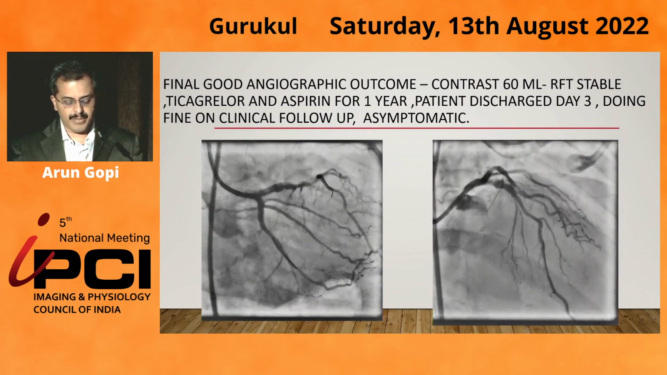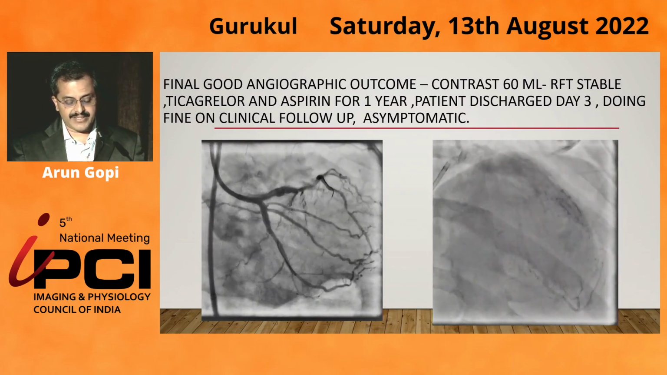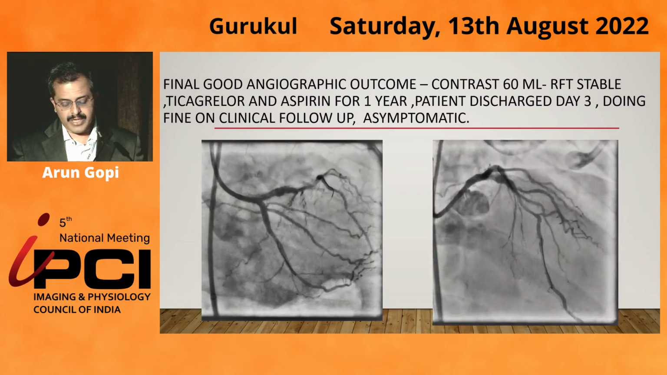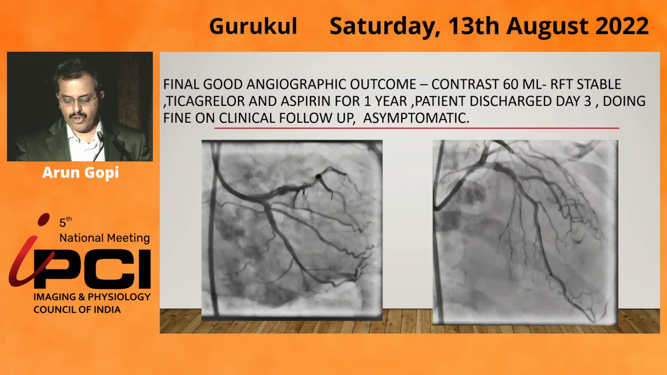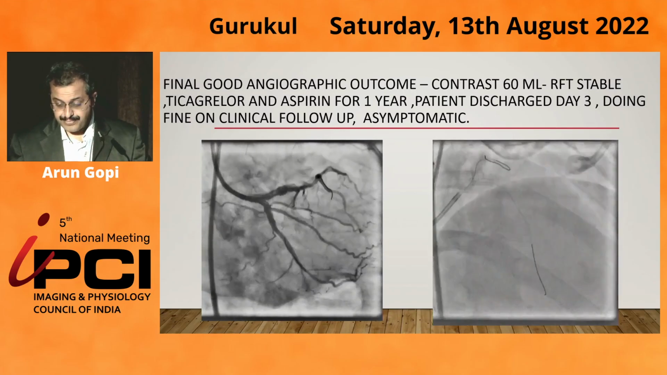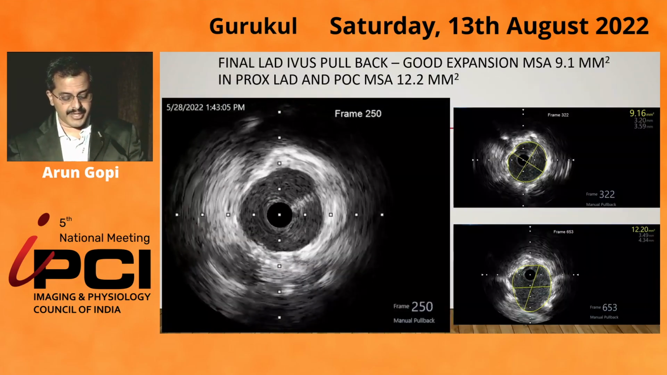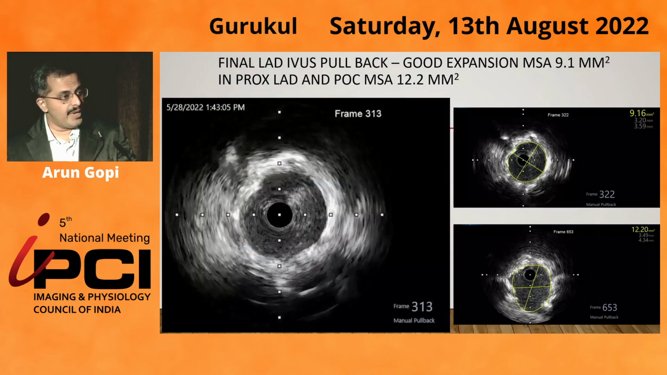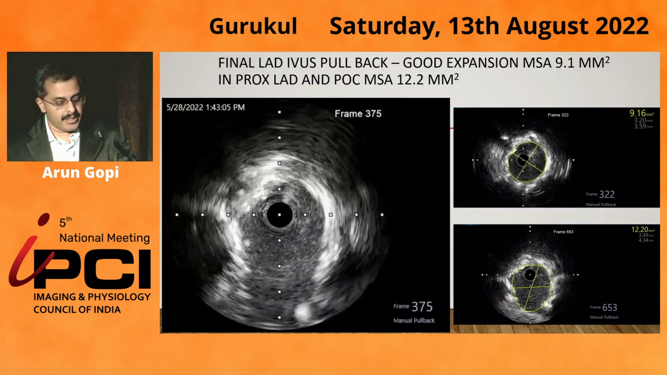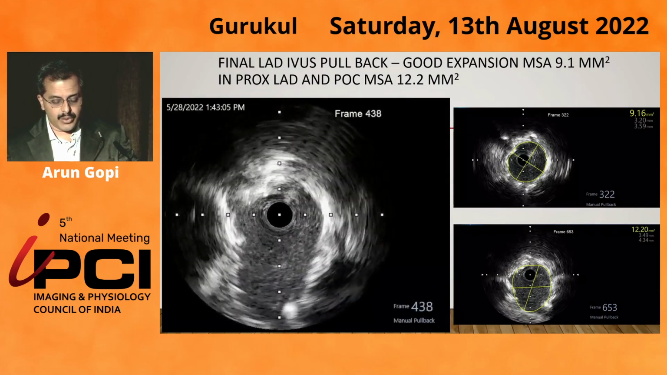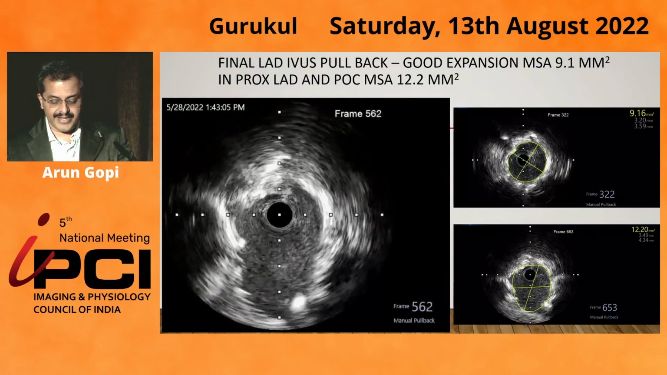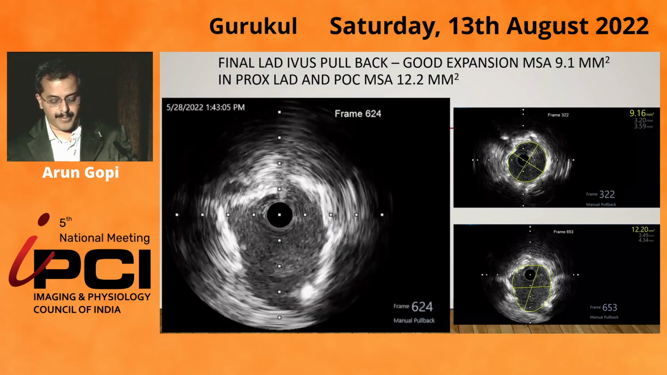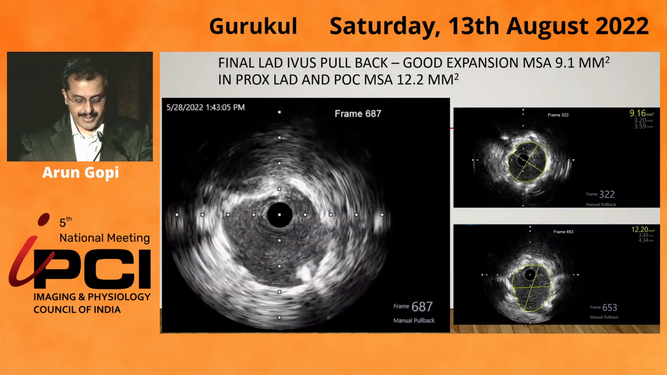Renal functions were stable. He is kept on dual antiplatelet therapy with aspirin and ticagrelor. We plan to keep it for 1 year. He was discharged on day 3, doing good on clinical follow-up, asymptomatic. This is the final IVUS run. You can see that the stents are well expanded and apposed in the LAD with good stent expansion. The minimal stent area in the LAD is 9.1. In the polygon of confluence, it is 12.